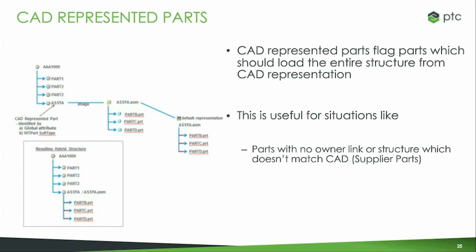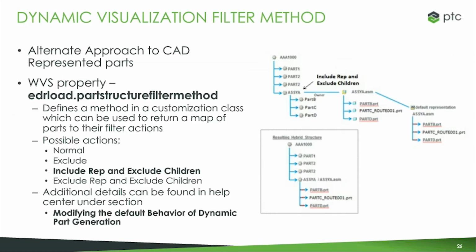So the other approach to this is the filter method that I mentioned when we were going over the WVS properties. So, CAD represented parts are great, but a lot of people need a lot more flexibility and control over things, right? They may not be able to consistently have a user say, yeah, flag this as a CAD represented part. So that's what this EDR loader part structure filter method was built for. It allows you to write your own Java class where the entire structure will be passed in. You can then use that and tell the system what to do with them.